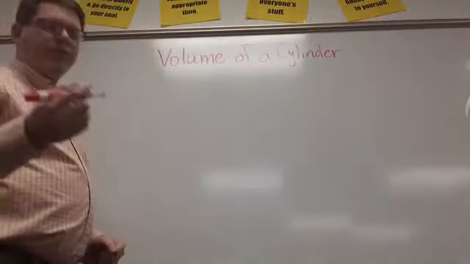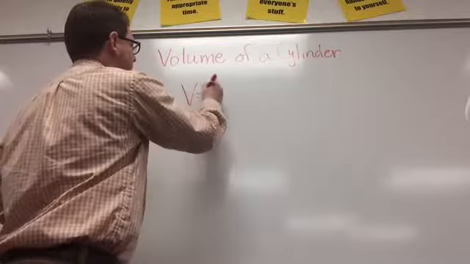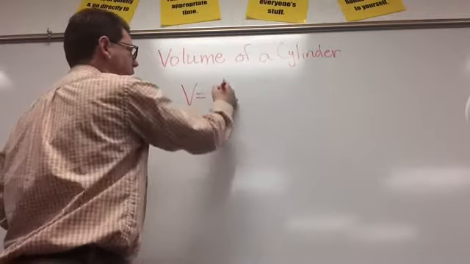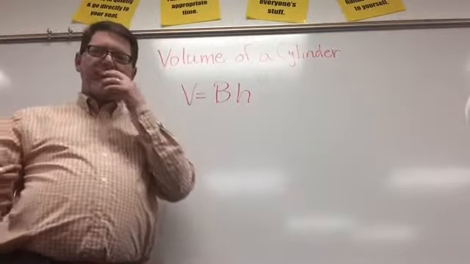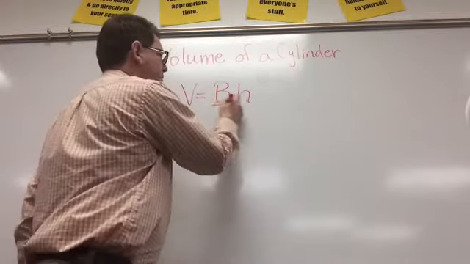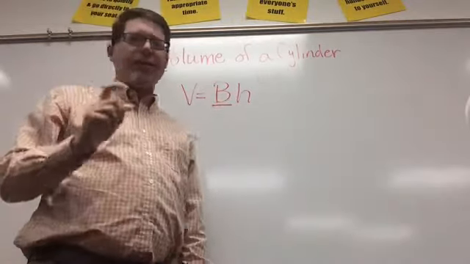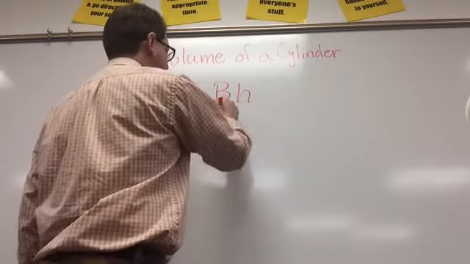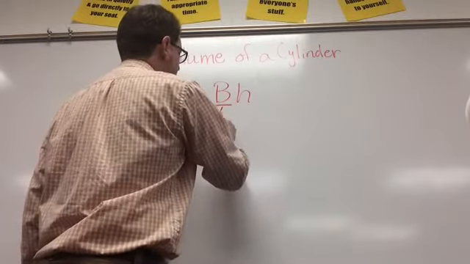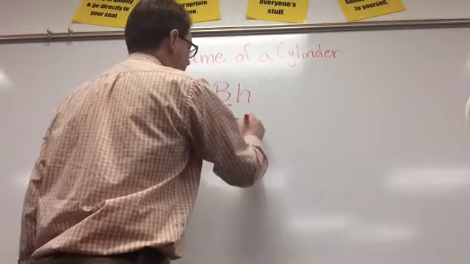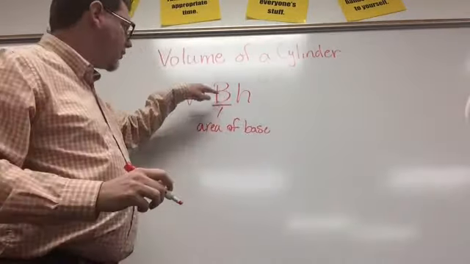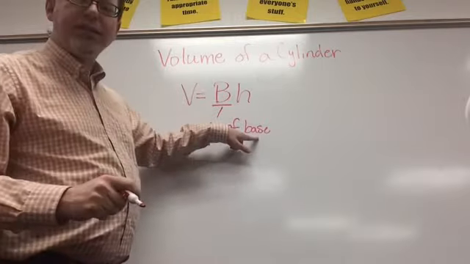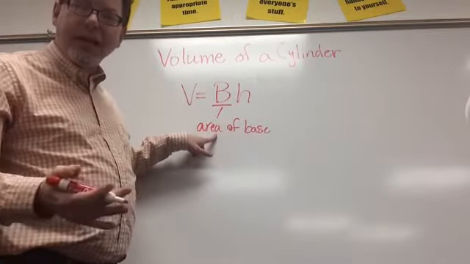Now, the official formula for volume of a cylinder is V for volume equals capital B times H. And you probably remember from years past that this capital B can be very, very tricky, because the capital B stands for the area of the base. So I've got to figure out, first of all, what shape the base is, and then I got to know how to find the area of it.